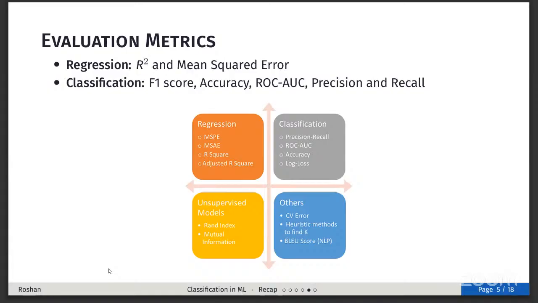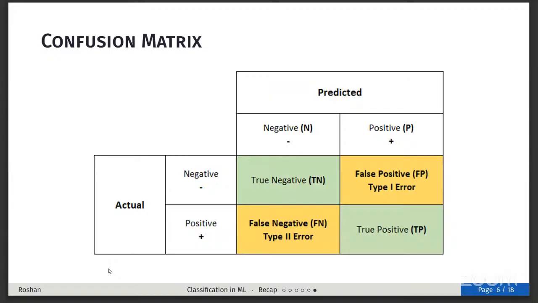We also looked at evaluation metrics. For regression, it's R square, coefficient of determination, and mean square error. For classification, we saw F1 score, accuracy, ROC, AUC, precision, and recall. We were able to calculate all these things in the tutorial also. We also saw the confusion matrix, and how to calculate accuracy, precision, and recall from it. Ultimately, we want the model to have a higher number of true negatives and true positives.